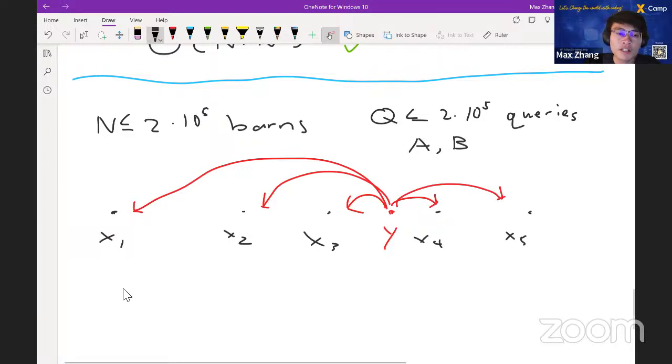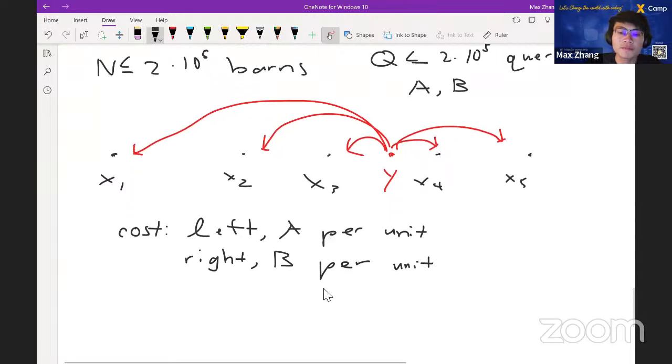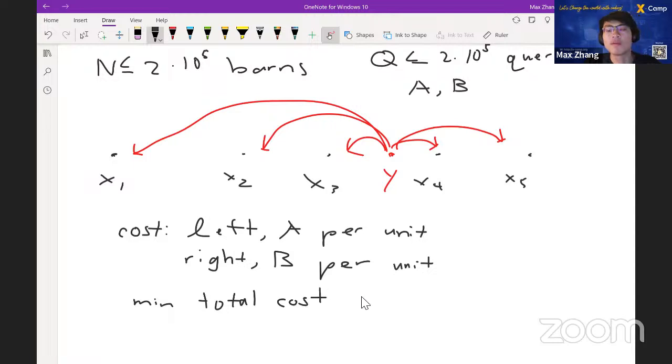And the cost of distributing to a location is: if it's moving to the left, then it's going to cost a per unit moved. And if it's moving to the right, it's going to cost b per unit moved. And so I want the minimum total cost of placing this y somewhere to distribute hay bales to all of these barns. And we want to do this for each query.